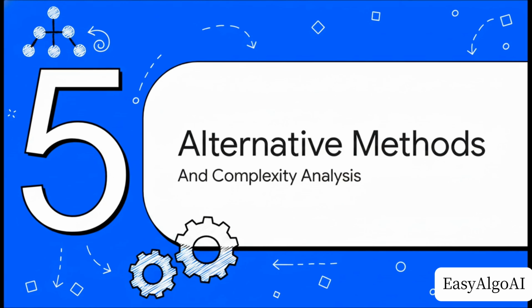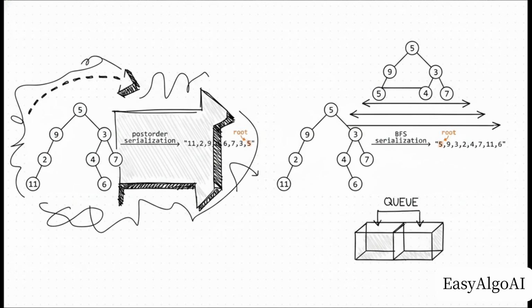Section 5. Alternatives and complexity. We've totally solved the core problem using pre-order traversal, but what if you're in a system design interview and your interviewer asks you to tweak the engine? Let's evaluate the alternatives. Let's examine these 2 alternatives side by side. On the left, if you use post-order traversal, the root node isn't processed until the very end. That means your root, the 5, ends up at the far right of the string. So you literally must deserialize by reading the string in reverse from right to left.